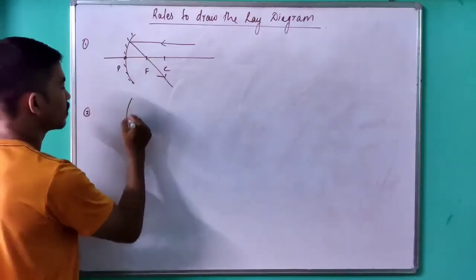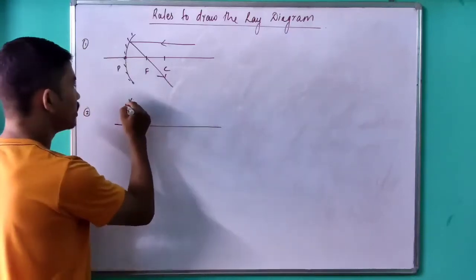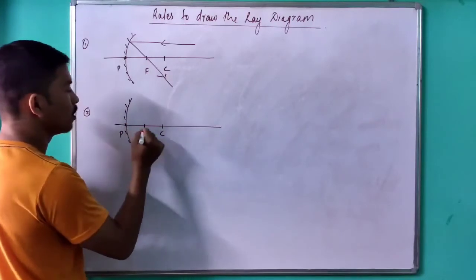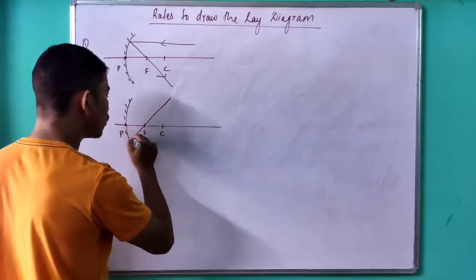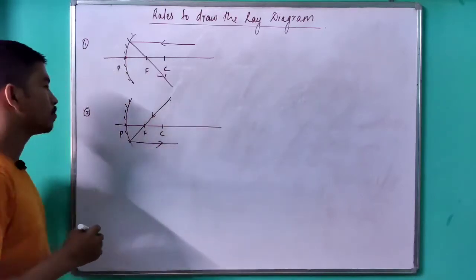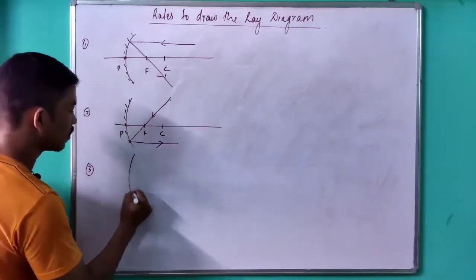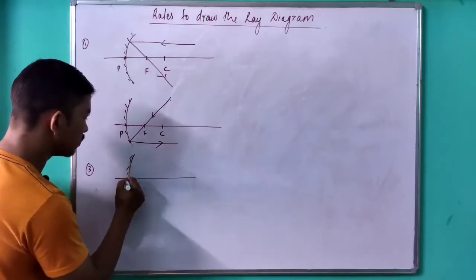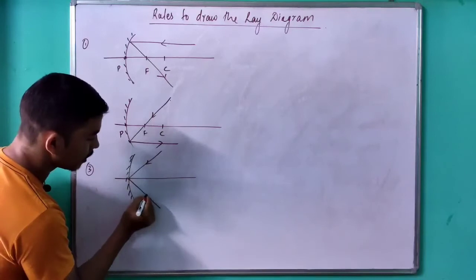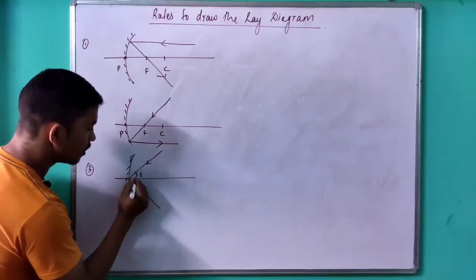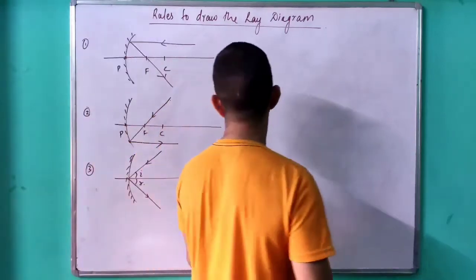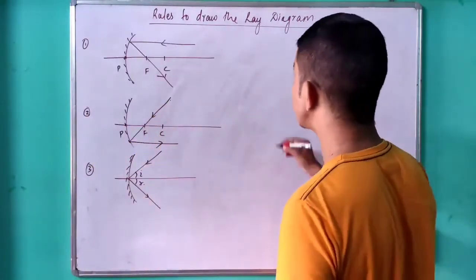The second one is, suppose this is the focus, this one is the center of curvature, this one is the pole. If any ray is passing through the focus, after reflection it will emerge parallel to the principal axis. And the third one is, if any ray is incident at the pole, it will get reflected back with the angle of incidence i equal to the angle of reflection r. The same may be followed in case of a convex mirror as well.